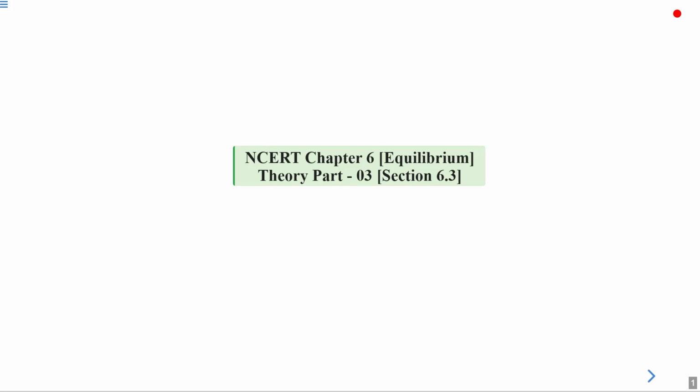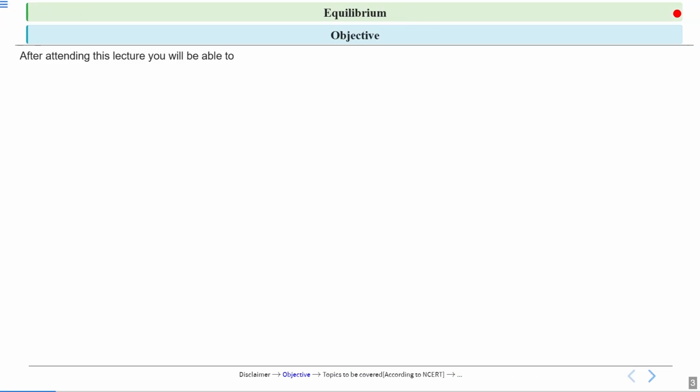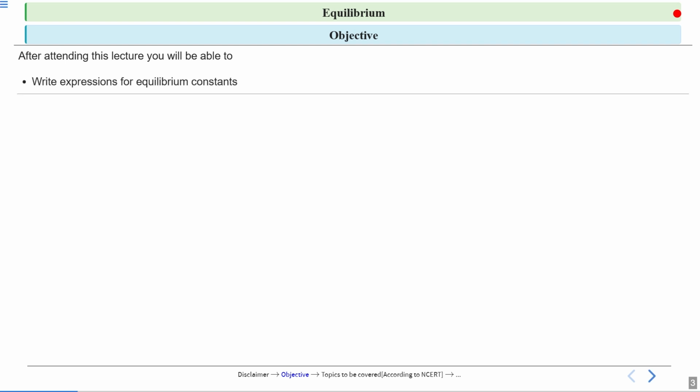So today we will see the theory part 3 of chapter 6, Equilibrium, in which we will cover section 6.3. Now this is the disclaimer. Our objective would be to see the expression for equilibrium constant. We are already introduced to the equilibrium concept. We need to quantify this, and to quantify this we search for a constant, which is the equilibrium constant.